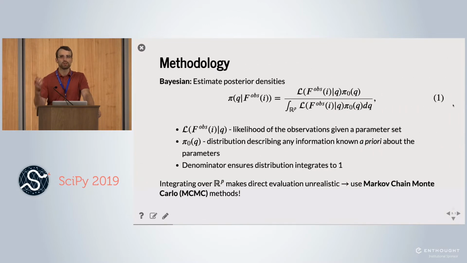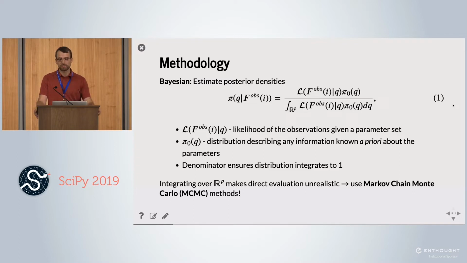All right, so the methodology. I mentioned we're approaching this from a Bayesian perspective, and at the end of the day, all this really means is the goal of the model calibration is within our model we have these parameters, and we're assuming they are random variables. They have some underlying distribution, and we want to figure out what that distribution is.